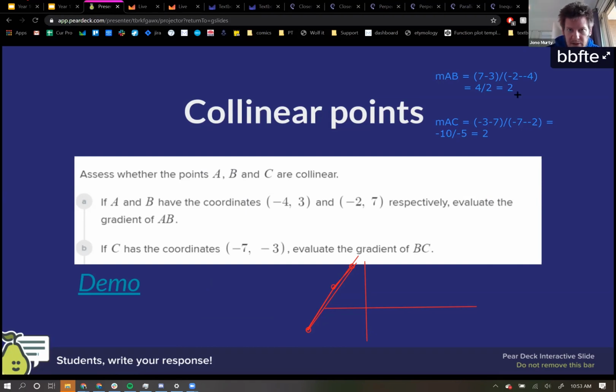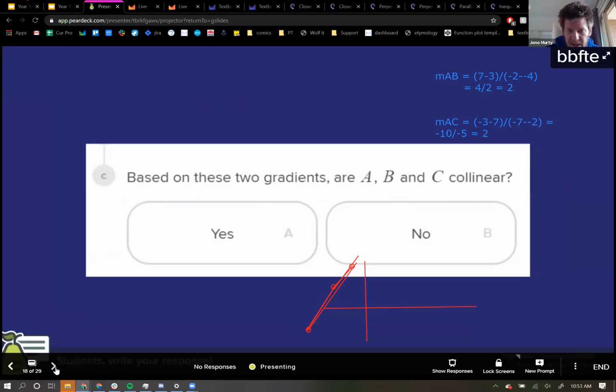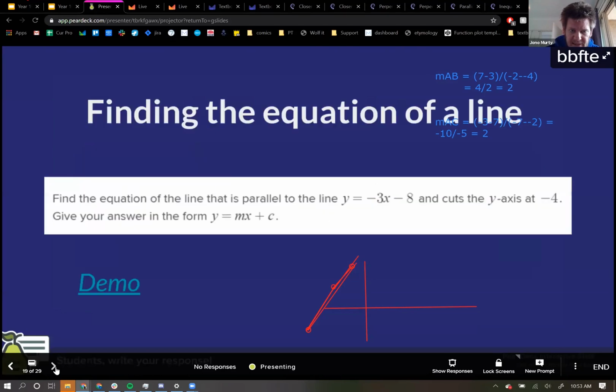Awesome. Just very quickly cover everything else. I need to get to perpendicular lines. Based on the two gradients, are they collinear? Yes, they are. They have the same gradient. They must be collinear.